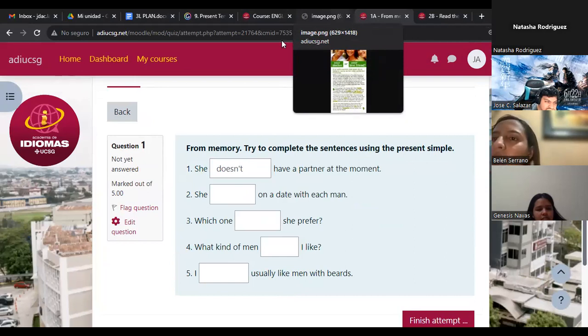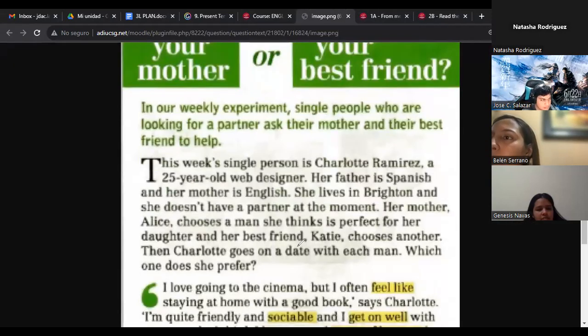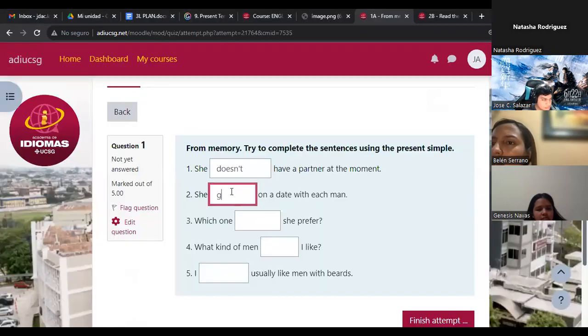No la tengo ahorita porque recién acabo de ingresar al Moodle, no puedo ingresar. Okay, so we have it in here. Belen, can you read the answer? She goes. Goes, very good. She goes on a date with each man. Ella va a una cita con cada hombre, with each man. Remember that she has 2 options.